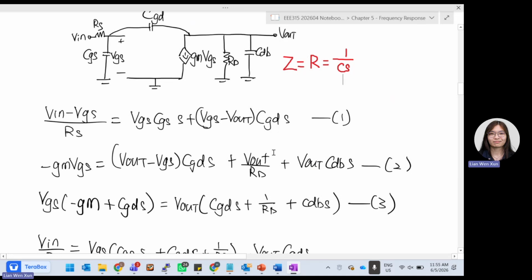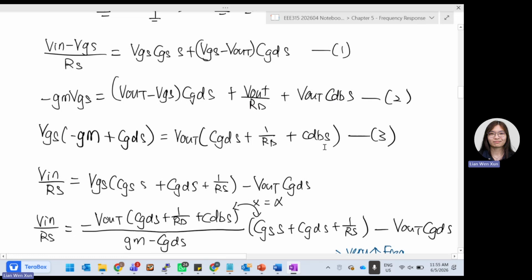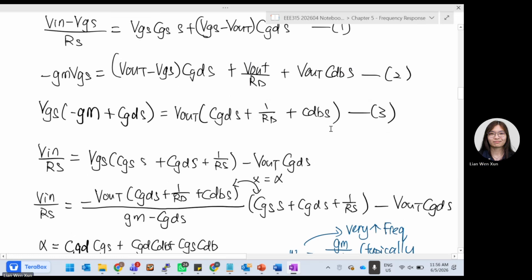And then I think it's good enough to proceed already. We just separate out which one is input, which one is output. So on the left part, we separate out VGS. So you get negative GM, and then we see which part of it has VGS. So CGD S, we move to the left-hand side. On the right-hand side, we do V out. So V out CGD S, V out 1 over RD, V out CDB S. So we came up with equation number 3.